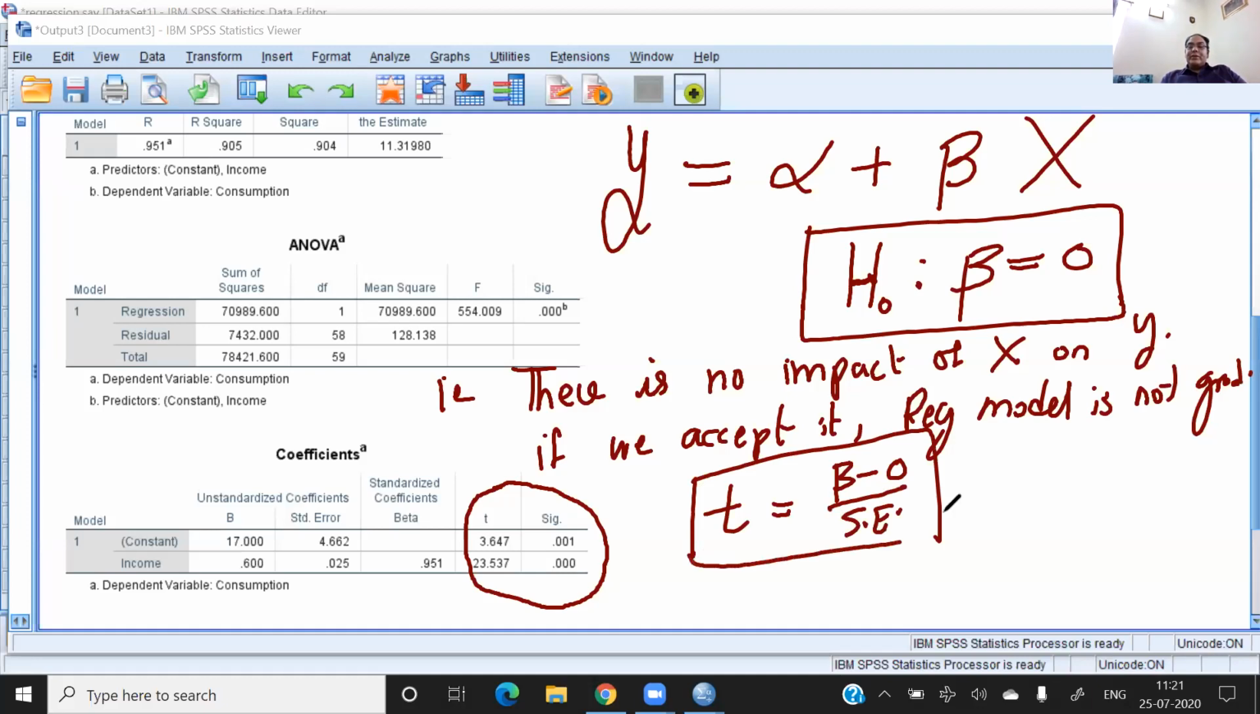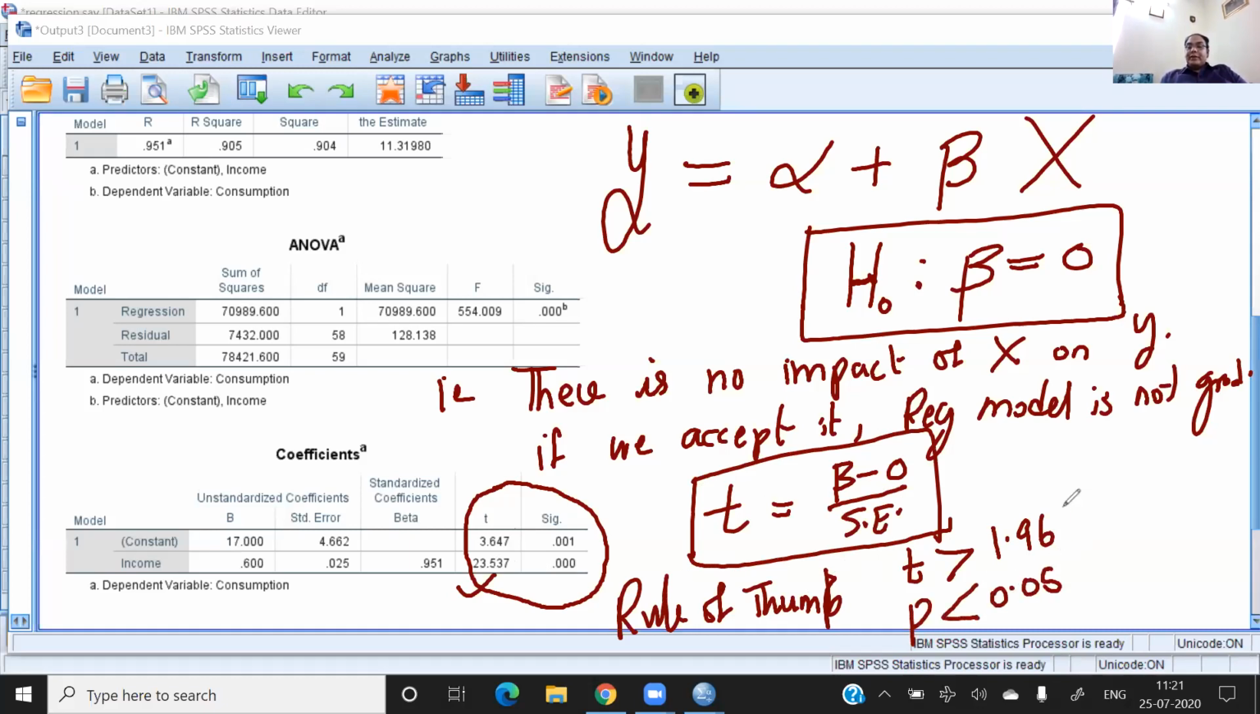So this is the value of t statistic. We can calculate it here. What is the rule of thumb? The rule of thumb is that if the t statistic is more than 1.96, and the probability value is less than 0.05, in both cases we reject the null hypothesis. So we want two things in the regression model: that the t statistic for the slope coefficient beta should be greater than 1.96 and the probability value should be less than 0.05.